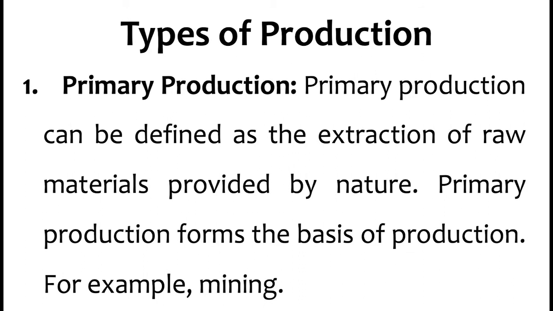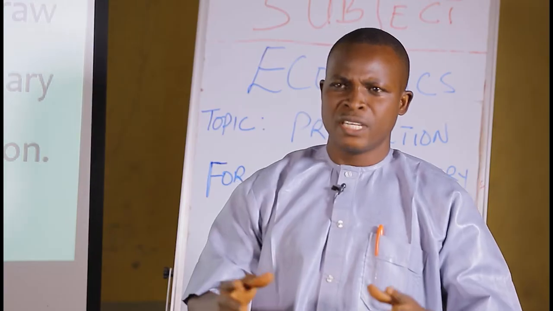The primary production involves the extraction of raw materials provided by nature, or the extraction of raw materials from the soil. Primary production forms the basis of production. For example, we have mining, farming, forestry, fishing, and the rest of them.